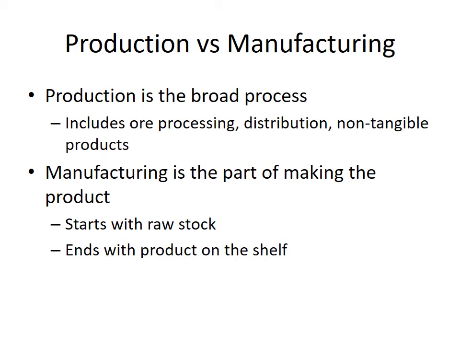Other non-tangible products, banking would be production. But manufacturing is the part of these production issues if it involves making a product. If you're starting from some sort of raw stock and ending with a product on the shelf. And as I mentioned previously, you have consumer goods, and then you have industrial or producer goods.